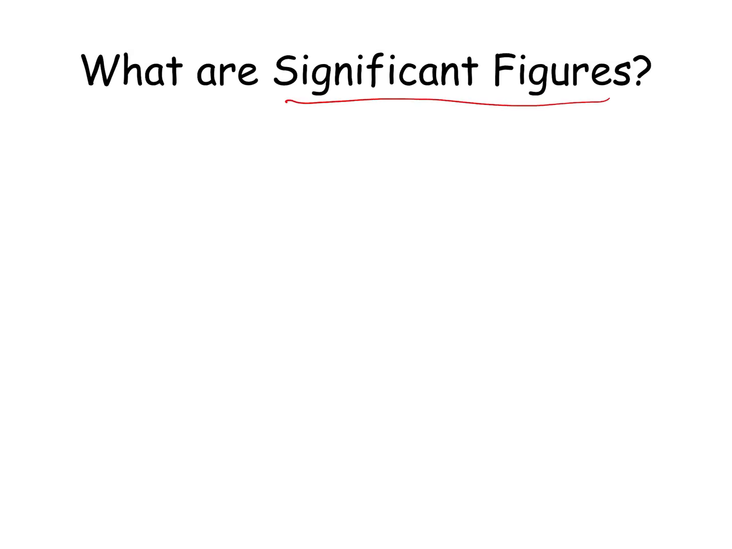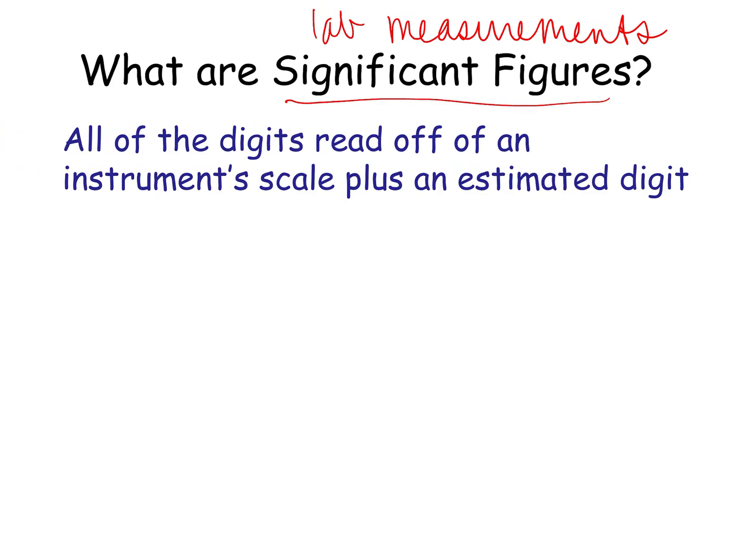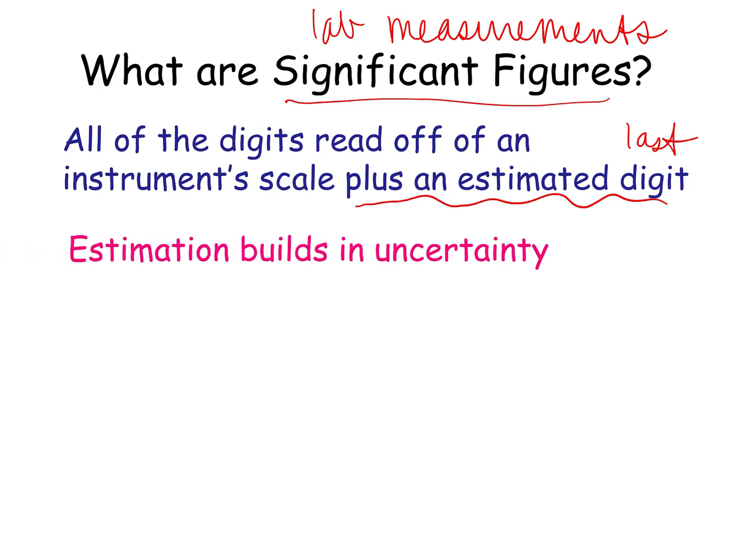Figures. Significant figures have to do with lab measurements. So that's really important to remember. So significant figures are all of the digits that are read off of an instrument scale plus an estimated digit. The last one is an estimate.